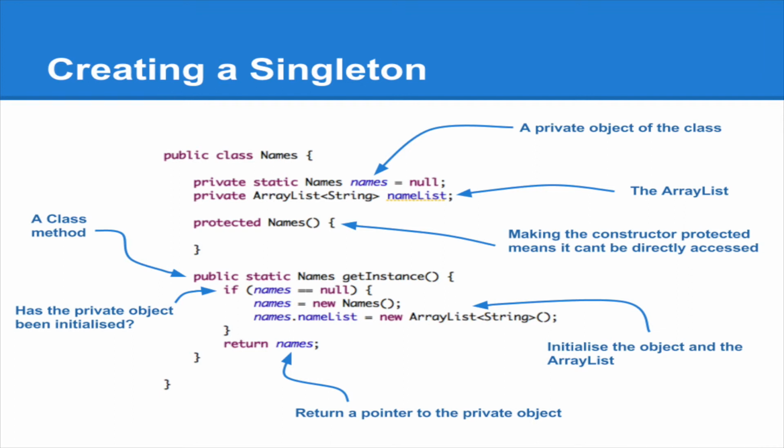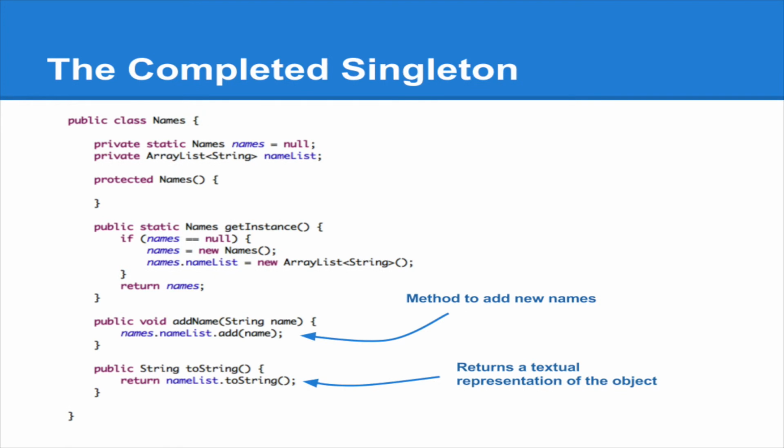And we now have a special static method called getInstance. What this does is look at the private static Names object, and if it's null, it assigns it a new Names object and creates a new array list. If it's not equal to null, it simply returns it. So if we complete the singleton, we've now got a way of accessing a single instance of our Names class, and obviously we can then add names to it and display names.